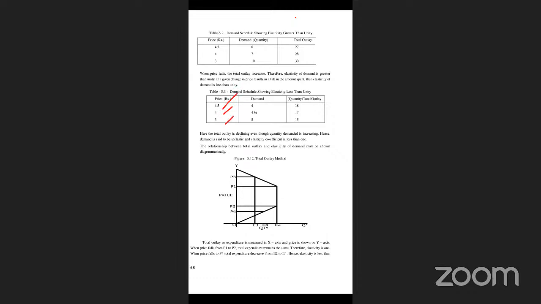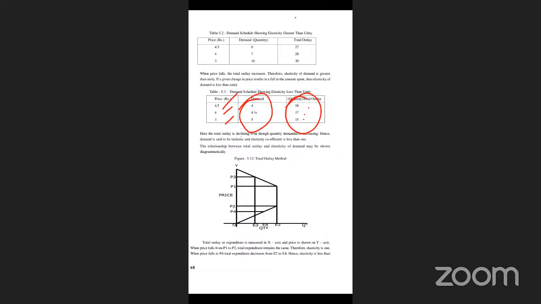4, 3. Okay. Now see here, outlay from 18 to 17. It is decreasing from 17 to 15. The price is 4.5 to 4. It is decreasing, and 3. So there is a change in the demand.